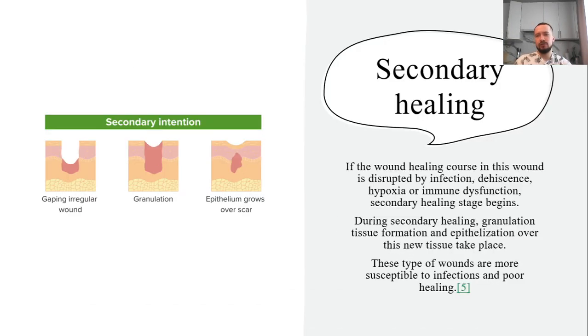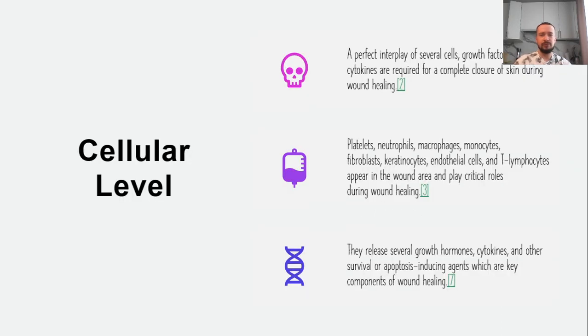If the wound healing course is disrupted by infection, dehiscence, hypoxia, or immune dysfunction, the secondary healing stage begins. During secondary healing, granulation tissue formation and epithelialization over this new tissue take place. This type of wound is more susceptible to infections and poor healing.